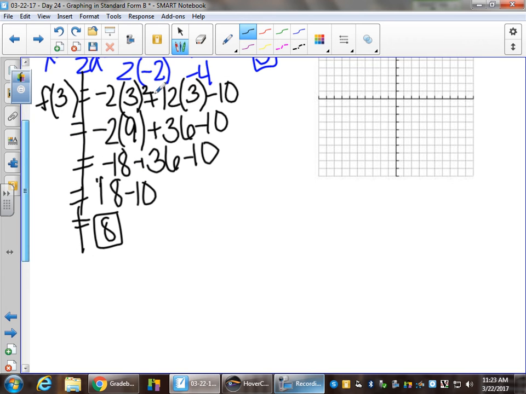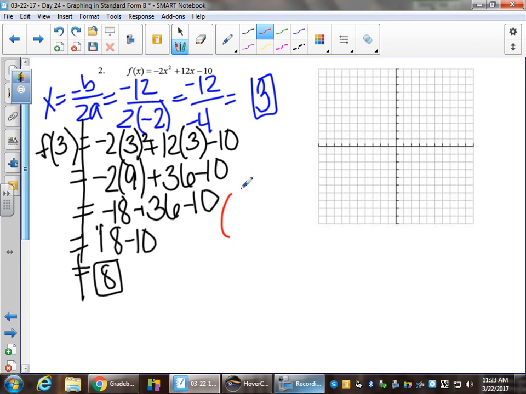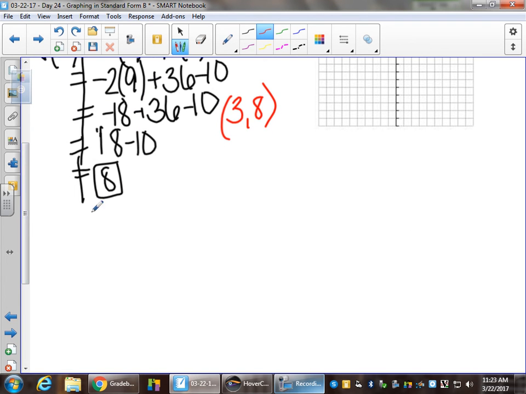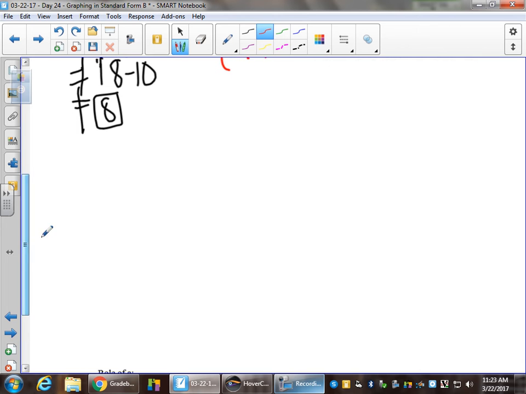What is my vertex? 3, 8? Yeah. Because we just calculated that. Okay, so now what's my next step? We're going to do the table. Who has the tennis ball? Okay, Shelly, what am I going to do?